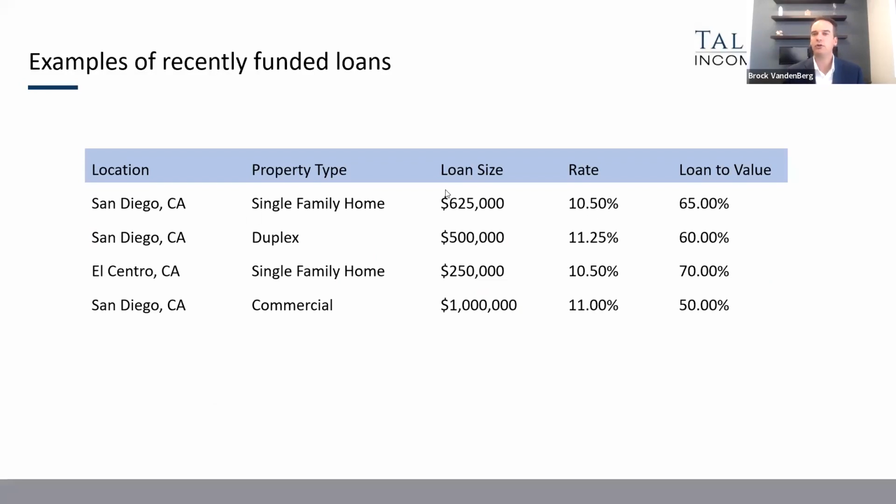Single family home, loan size was 625. We're earning 10.5% at 65% loan to value. What is that? What does loan to value mean? It's a very simple calculation. Imagine if you had a house and it was worth $100 and I lend $65 to you based on the value of the house of $100. That's loan to value. What ratio is my loan to the value of the property?